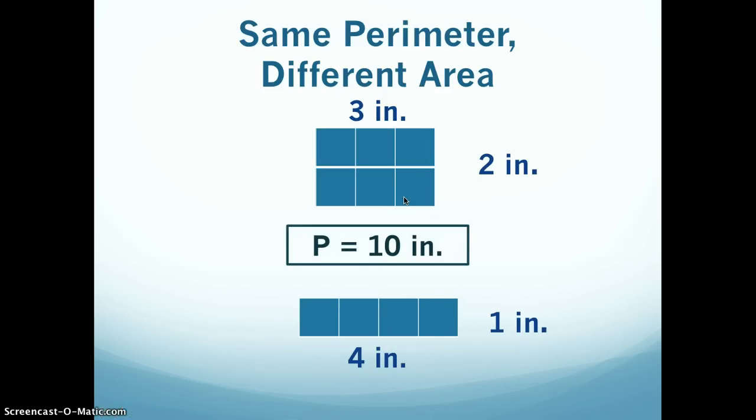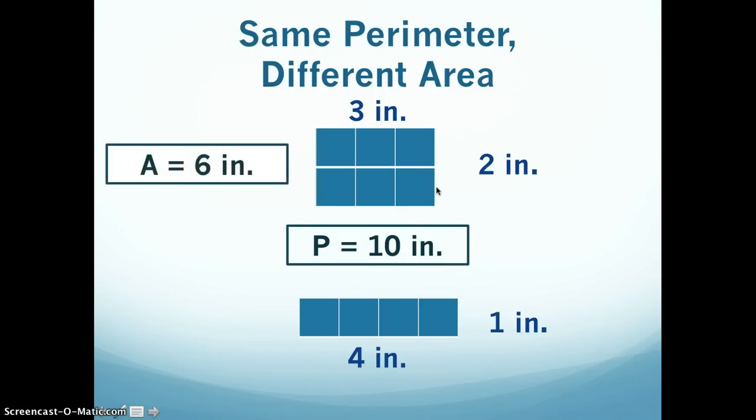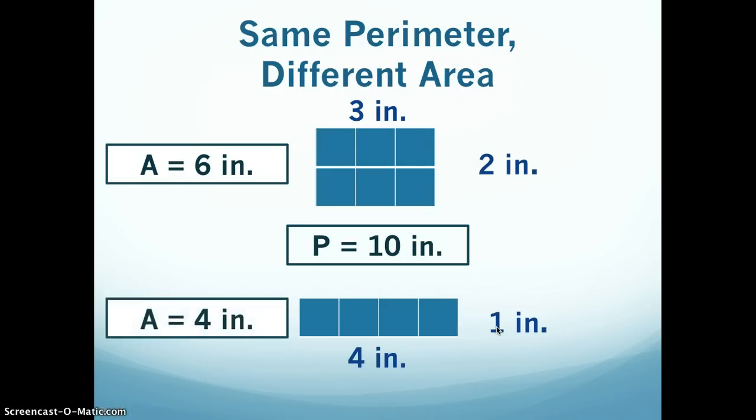The area is very different. You'll see that there are only 1, 2, 3, 4, 5, 6 boxes in the first rectangle. We have 3 across times 2 down. The length times the width. 3 times 2, 6 inches. Down below, even though that outside fencing, the perimeter, is the same as the rectangle above, 4 times 1 is only an area of 4 inches.